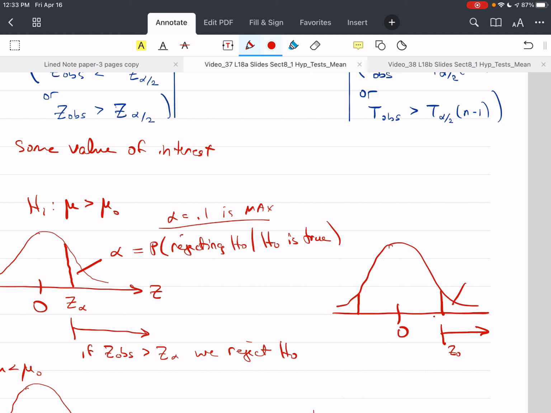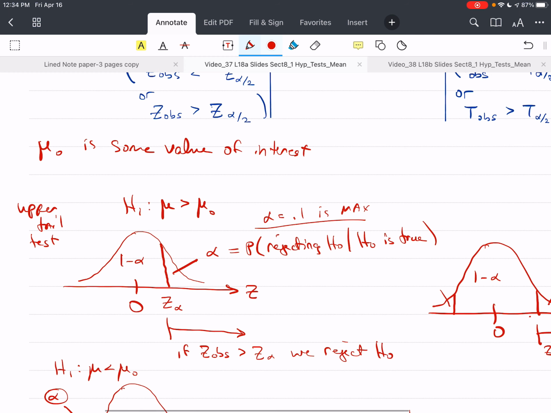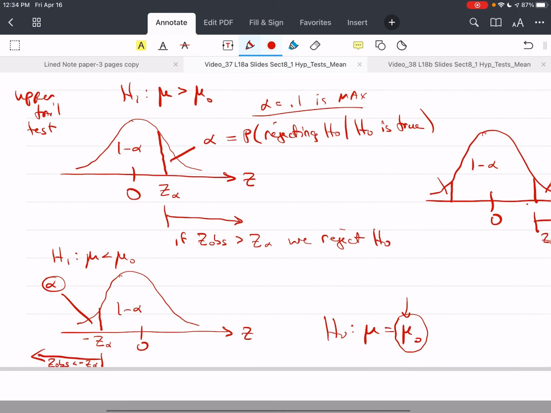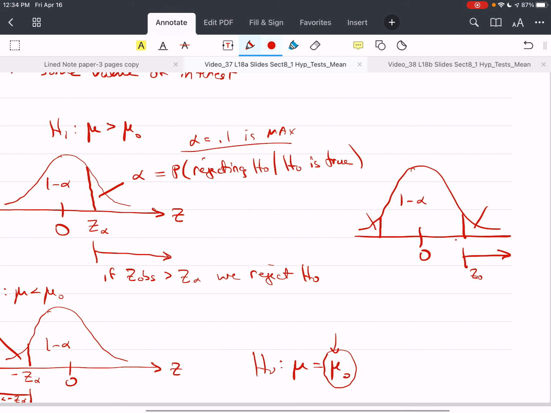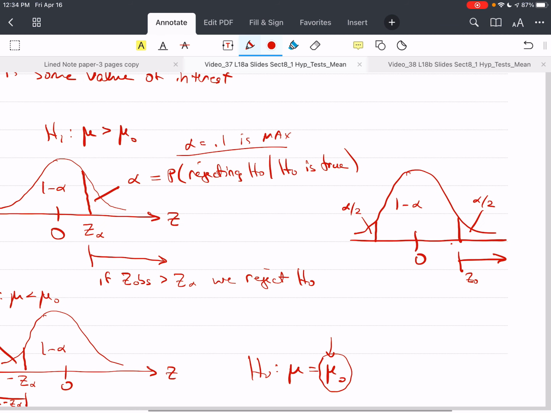So now we want 1 minus alpha here, which is our level of confidence. Here we had 1 minus alpha was below z sub alpha. Here we had 1 minus alpha was above negative z sub alpha. Here we want 1 minus alpha in the middle, just like we did with the confidence interval. And so we have alpha over 2 in each of the tails. This will be negative z sub alpha over 2, and this will be positive z sub alpha over 2. And so the rejection criteria is when z observed is greater than z sub alpha over 2, or when z observed is less than negative z sub alpha over 2. It can't be both. Z observed is either a positive number or a negative number. It can't be both positive and negative.